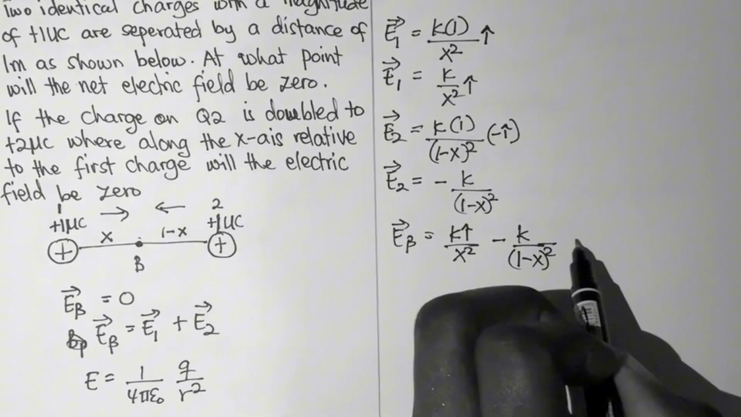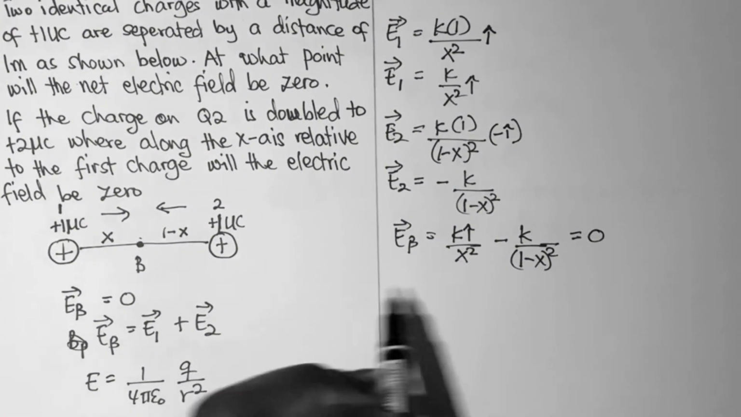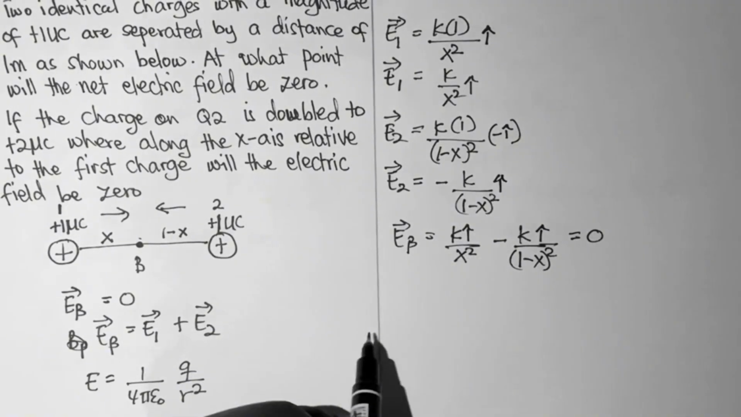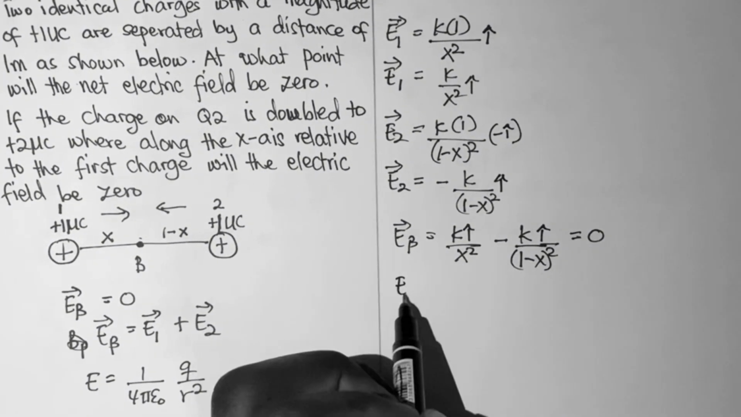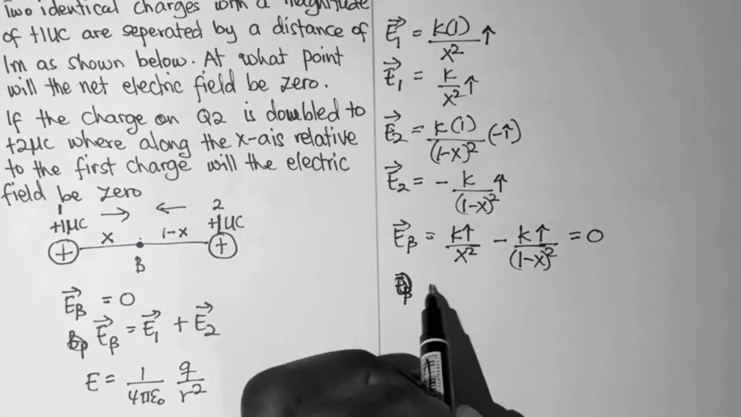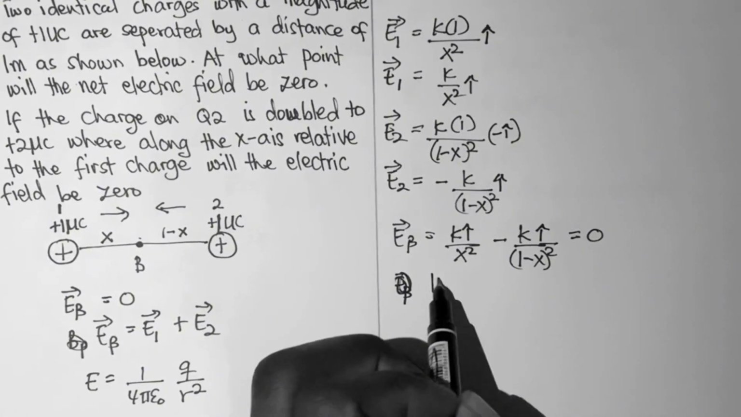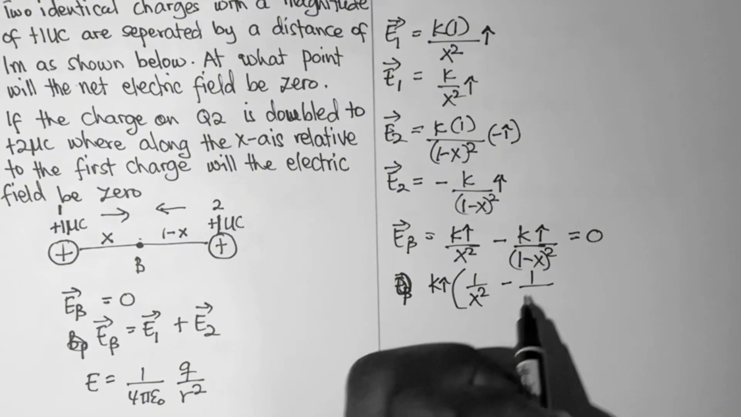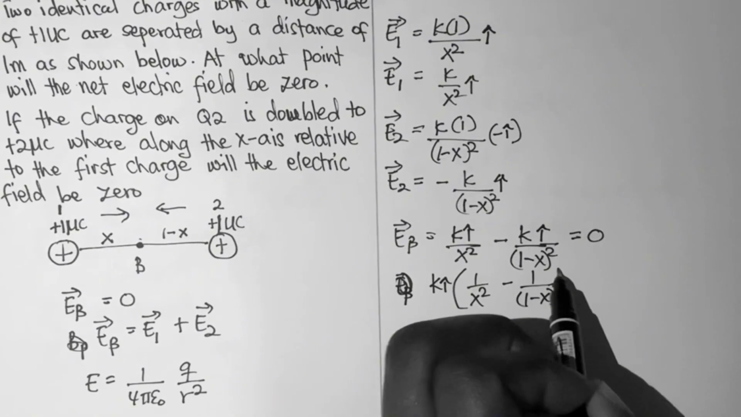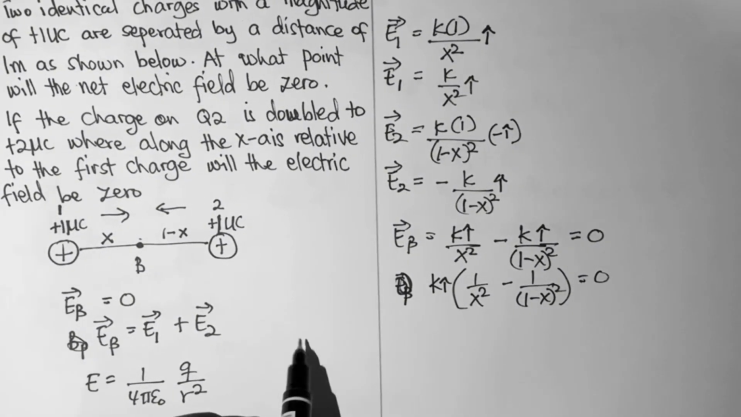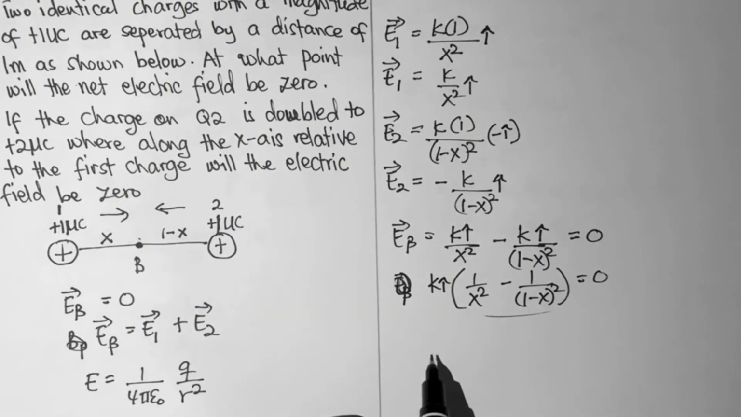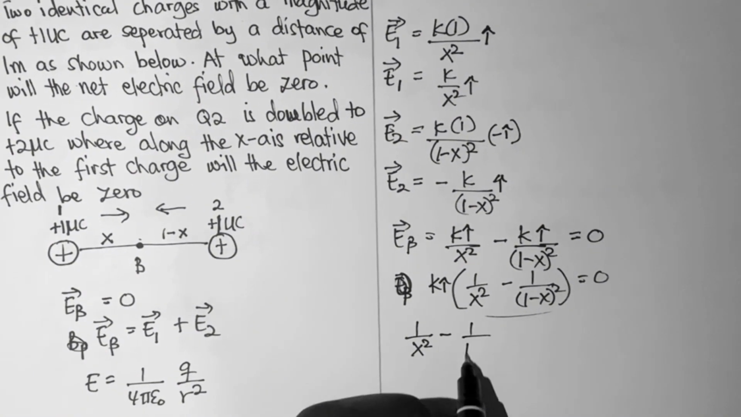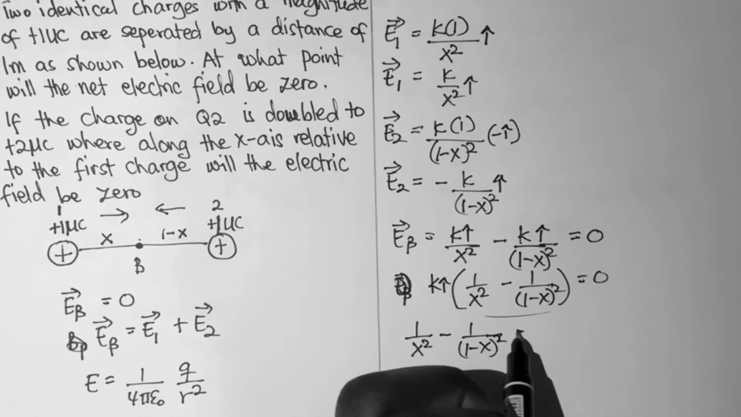But we said the electric field must be 0 at some point. So here's i, actually. Sorry, I forgot to bring the unit vector. So we can factorize some things. Let's factorize Ki out. If we factorize Ki, we are left with 1 over x squared minus 1 over (1 minus x) all squared, and all of this is equal to 0. So you see that this can only be 0 if 1 over x squared minus 1 over (1 minus x) all squared is equal to 0.